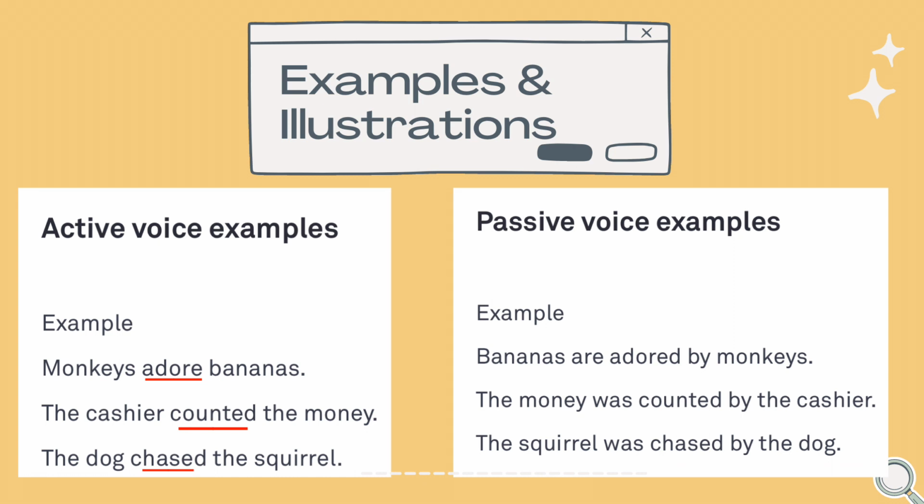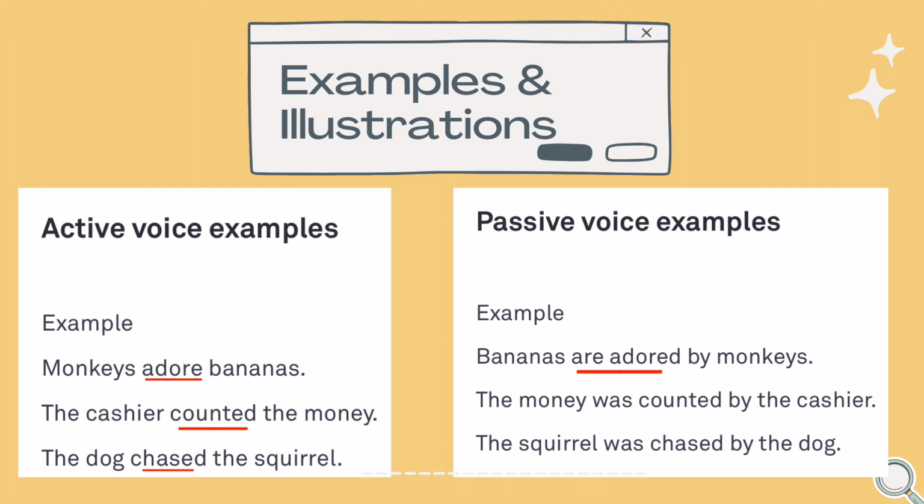So let us take a look at the passive voice examples. Number 1. Bananas are adored by monkeys. In the active voice, the bananas are the object. However, in the passive voice, the bananas become the subject and the monkeys become the object. Bananas are adored by monkeys.